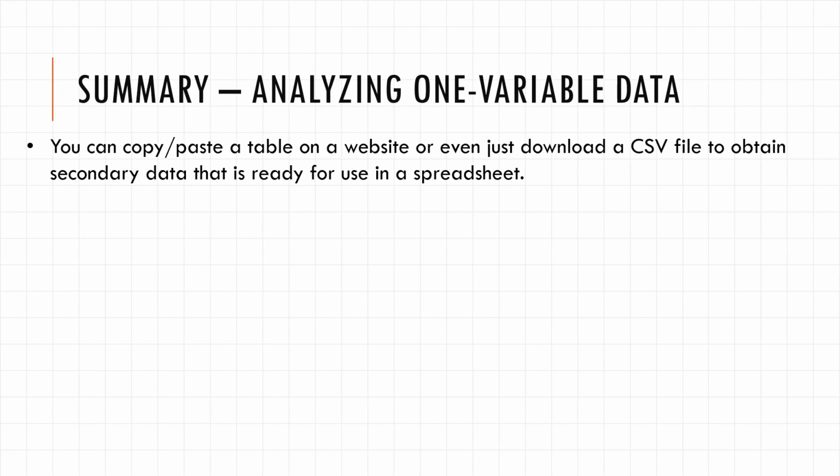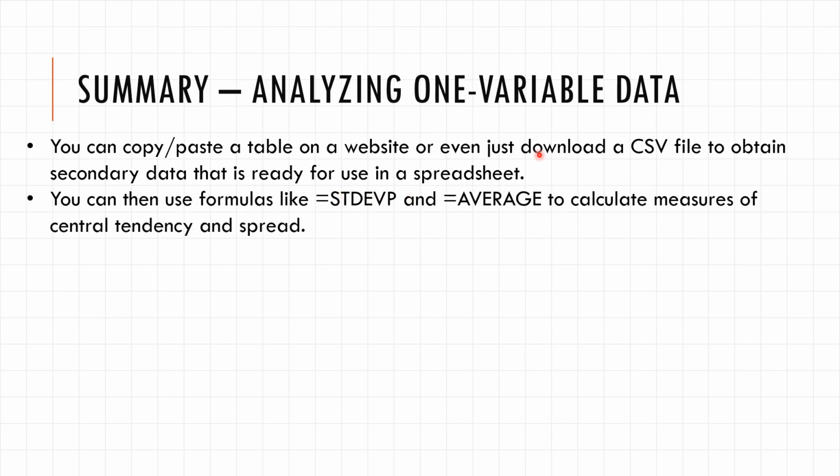Finally, we learned how to analyze one variable data, especially from secondary sources. So if you find data on a website, you could just take that entire table and copy and paste it into your own spreadsheet. Or you can even just download a file called CSV, comma separated values, and open it using Microsoft Excel. Once you have all that data that's super easy to get, then you can use formulas like the standard deviation formula or the average or even the median formula to calculate your measures of central tendency and spread very quickly.